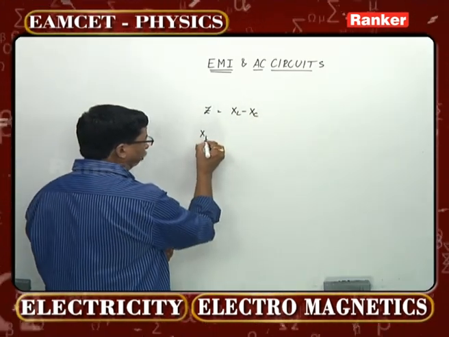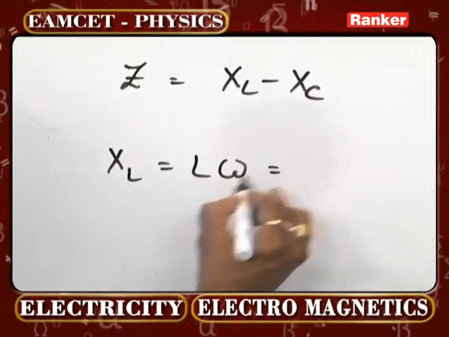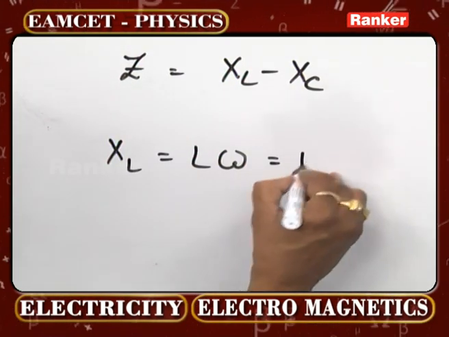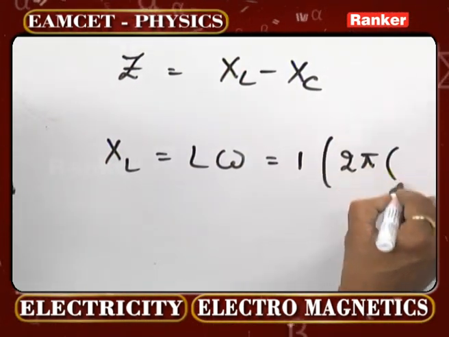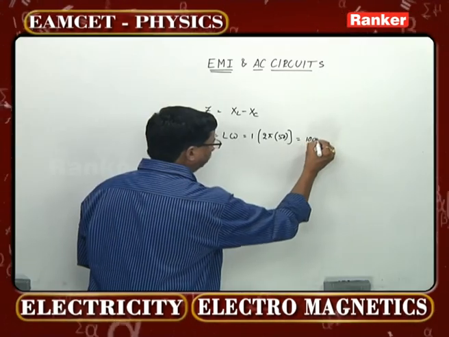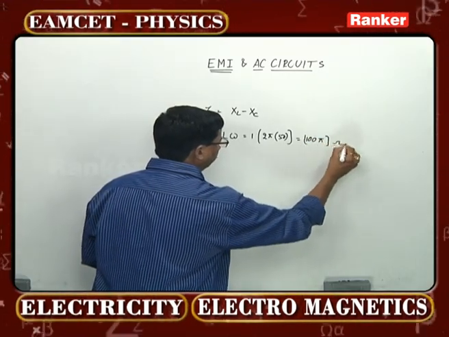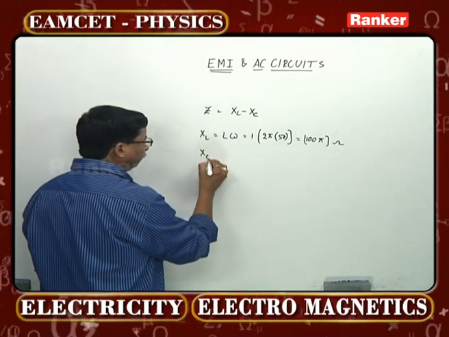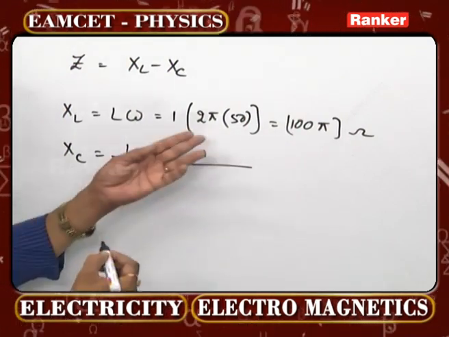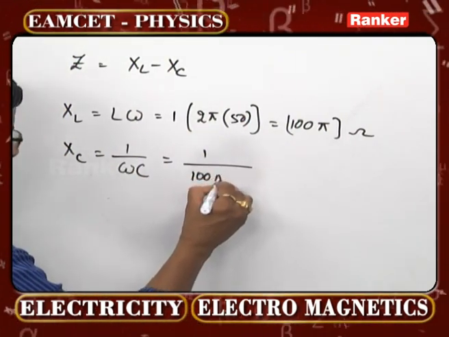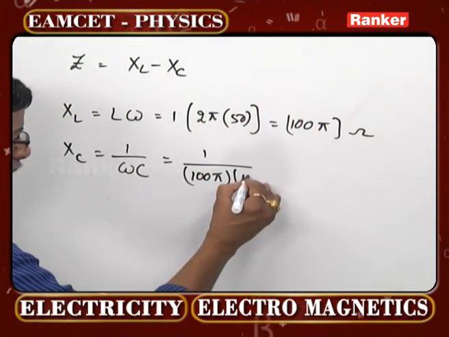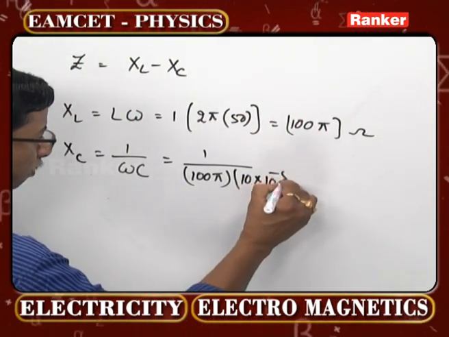So what is XL over here? L omega. L is given 1 Henry, into 2 pi into N, which is 50. So you can write directly 100 pi ohm. That is XL. What is XC now? 1 by omega C. That is 1 by, what is omega again? 100 pi into C. What is the C value given? 10 microfarad, that is 10 into 10 power minus 5.